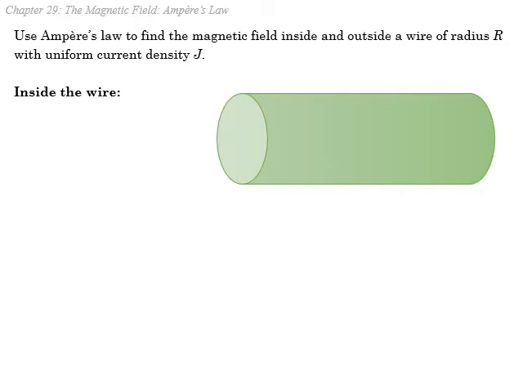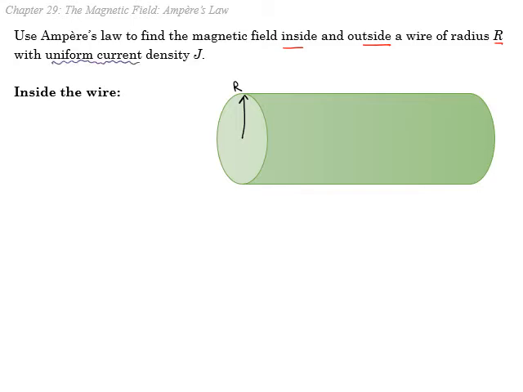Okay, so our job is to find the magnetic field inside and outside of a wire with radius r. Let's draw that on our picture. And we're saying that the wire has uniform current density J. So this is a new expression, current density.